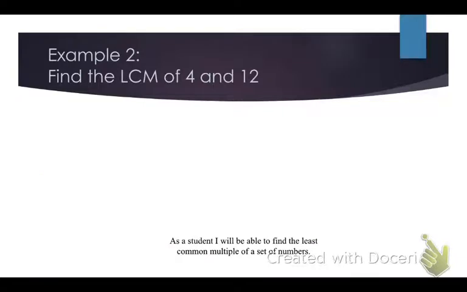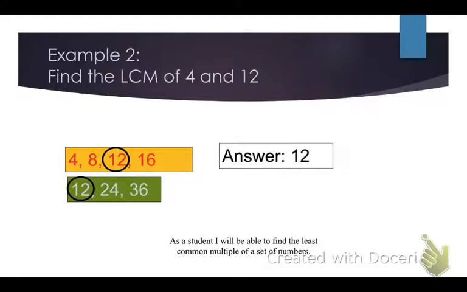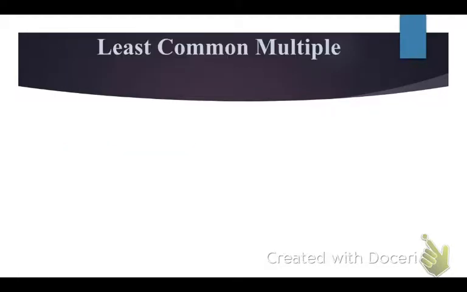Here we go. Find the least common multiple of 4 and 12. First step, list the multiples for 4. Well, 4, 8, 12, 16. We also need to list the multiples of 12. 12, 24, 36. What do I do next? Well, very simple. The next thing I need to do is circle the least common multiple, which if I look at both lists, there is one number that's in both lists. It is number 12. So we're going to go ahead and circle them, and my least common multiple is 12. My answer is 12. Congratulations, that was example 2.